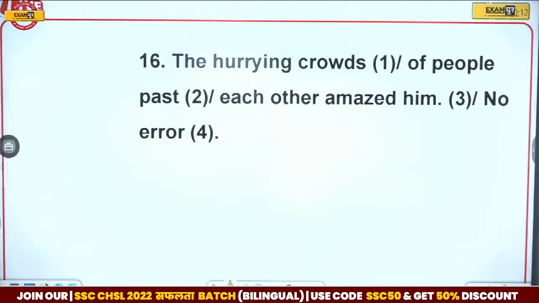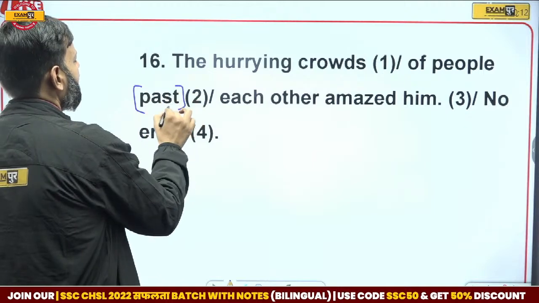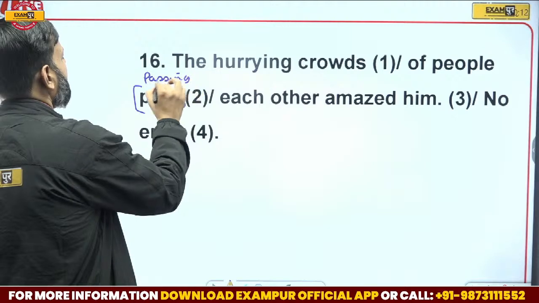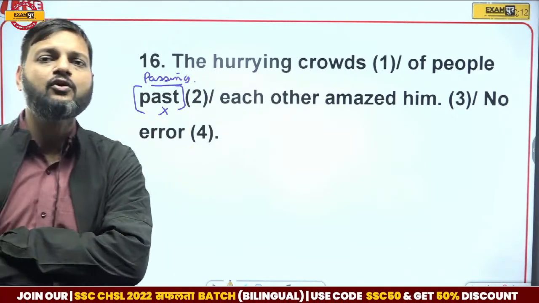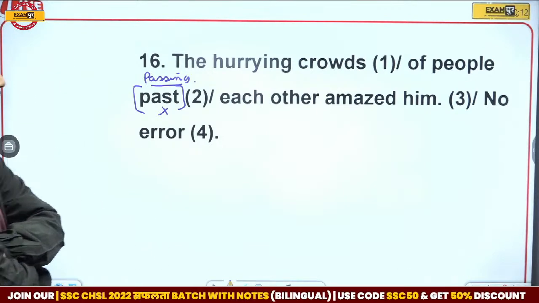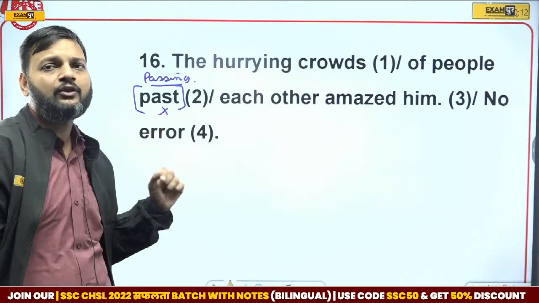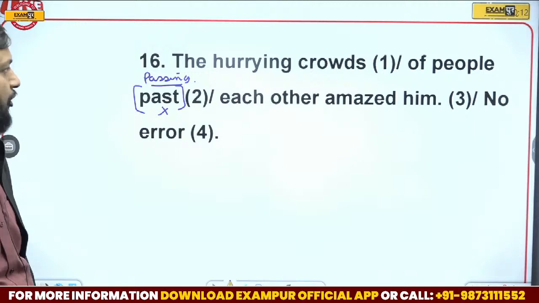See, in this sentence, "of people past" has no meaning. Here "past" will be replaced by "passing". You can answer this question only if you have studied the usage of participle, because "passing" is a present participle and there is no sense in using the word "past" here. So "passing" will be used in place of "past".